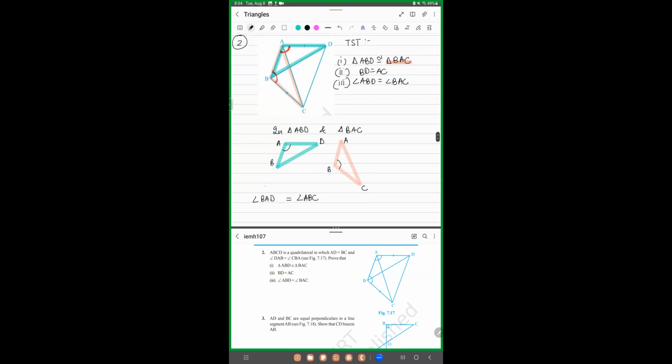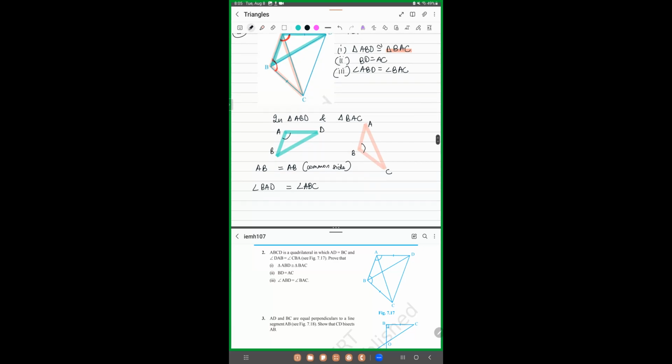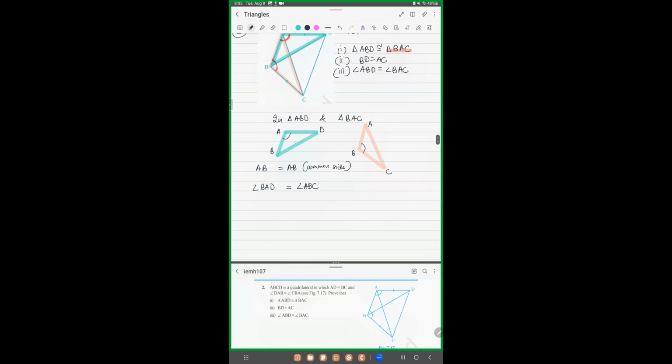Then what else is equal? Given in the question, it is given in the figure. What else is equal? AD is equal to BC. Can you see it or not? It's given in the question. AD is equal to BC. AD side is equal to this side, BC. And this AB is already equal to AB.